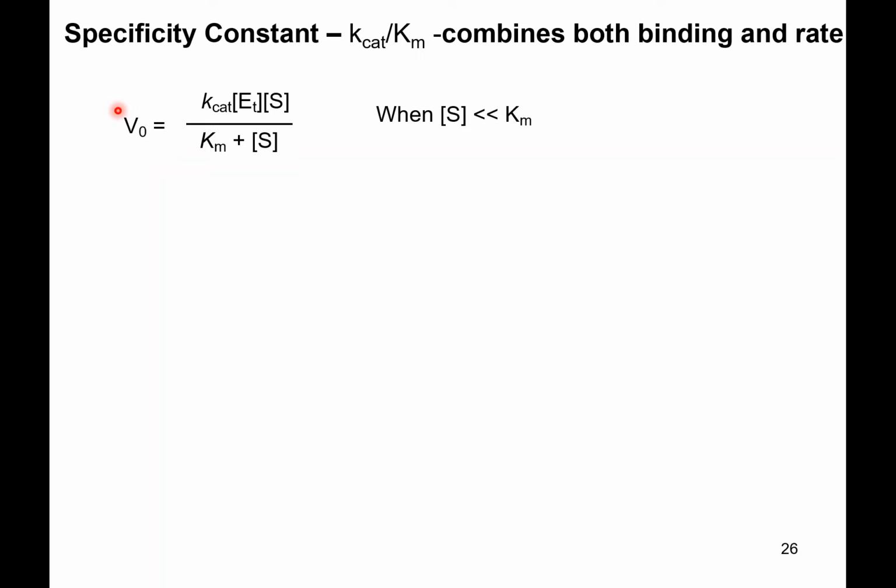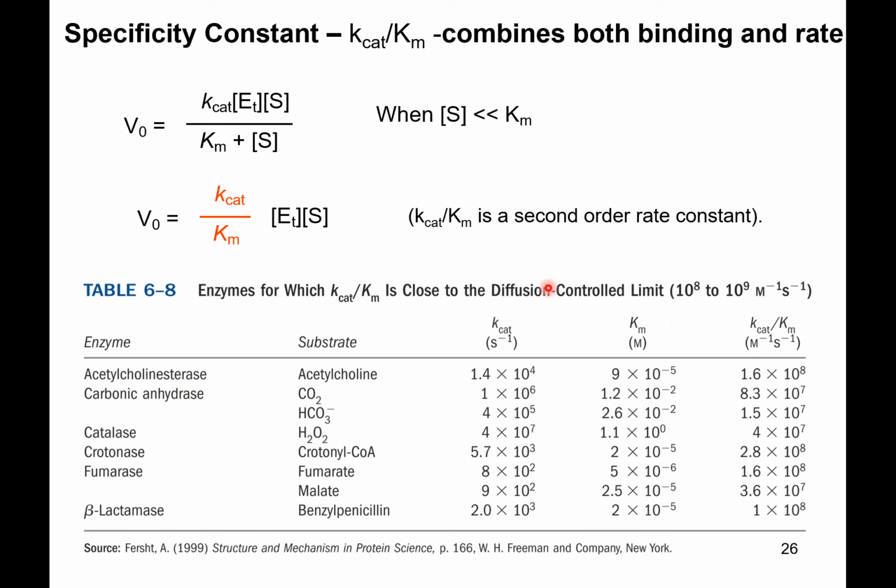Okay. So when we look at our V0 in terms of our Kcat, when S is very, very small compared to Km, we can kind of ignore that, right? And then our V0 becomes Kcat over Km times total enzyme times substrate. Right? And this Kcat over Km becomes a second order rate constant. And we can see examples of some of these here, which we'll sort of look into.